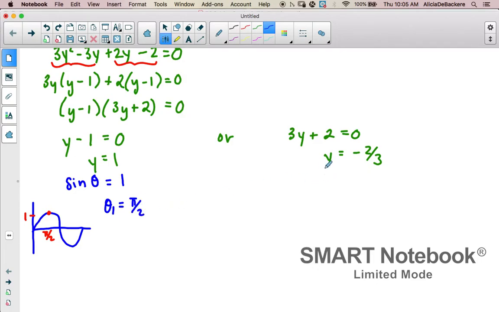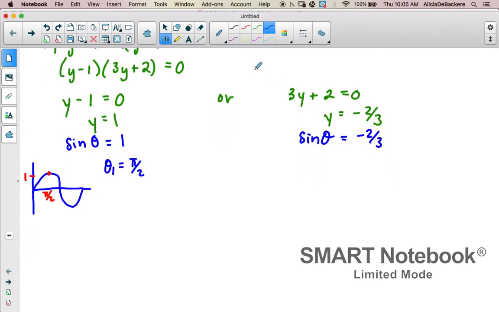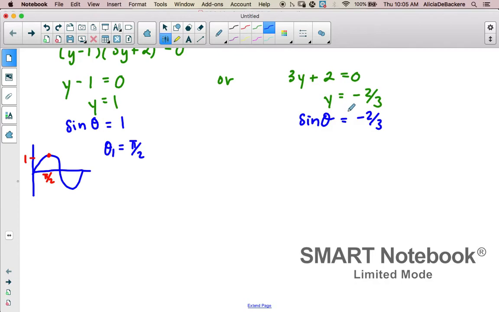And then I'm going to come over here, and same thing, instead of y, I know that y is the same as sine theta. And I'm going to solve this. Now when I look at negative 2/3, that is not a special triangle, so I know that I'm going to end up with a decimal answer for my thetas. I still have to figure out where those two thetas live. So to do that, I draw a rotation, and I think about the CAST rule.